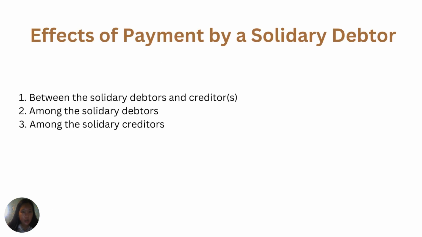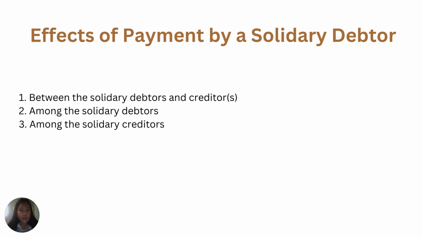So here are the effects of payment by a solidary debtor. Okay, so number one, between the solidary debtors and creditors. Here, payment made by one of the solidary debtors extinguishes the obligations. When speaking of payment that extinguishes an obligation, the law refers to payment in full. However, the creditor for his protection is given the right to choose which one to accept if two or more solidary debtors offer to pay.